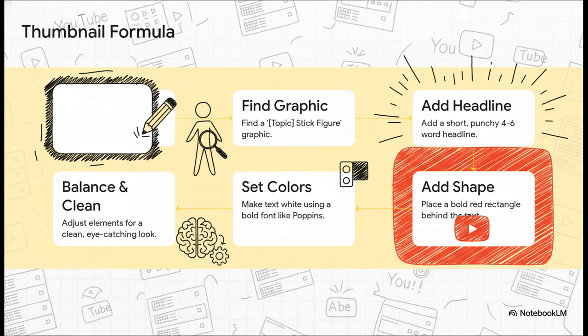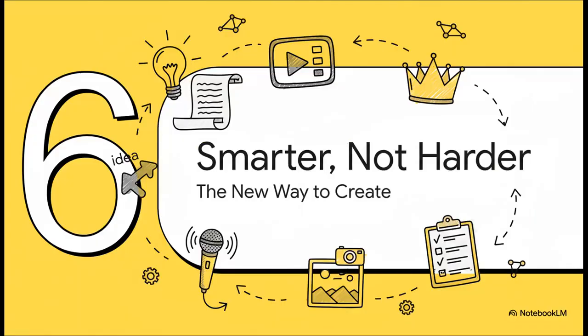For the thumbnail, here's a super simple but incredibly effective formula you can use in Canva. Just find a simple stick figure graphic that's related to your topic, add a really punchy 4 to 6 word headline, put a bold red shape behind that text, and make the text white. This kind of high contrast, clean look is unbelievably clickable. And just like that, you have the idea, the script, the title, and the description all generated by AI, plus a clear formula for creating the visuals and thumbnail, all using free tools.